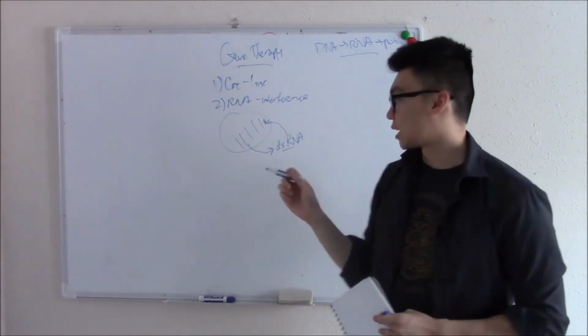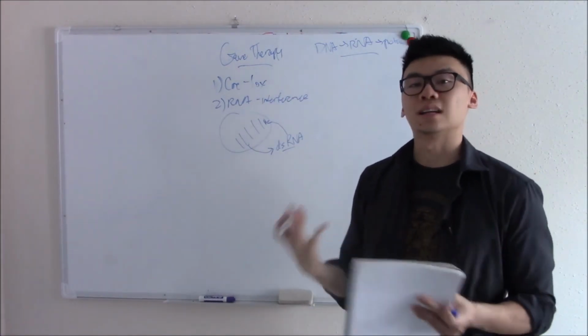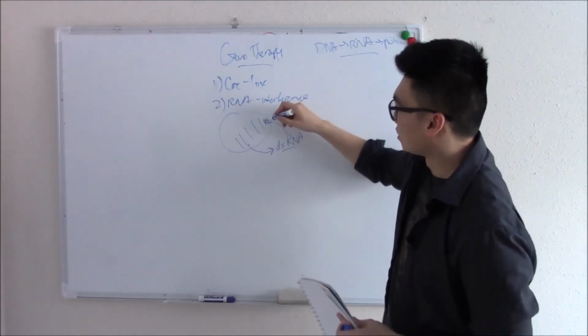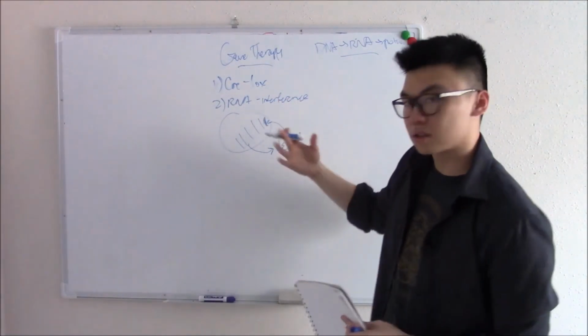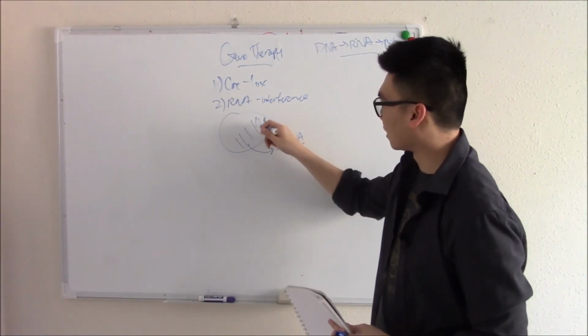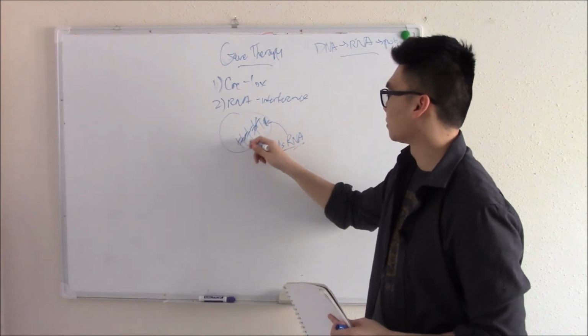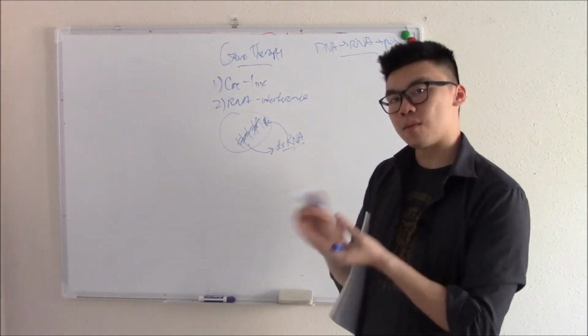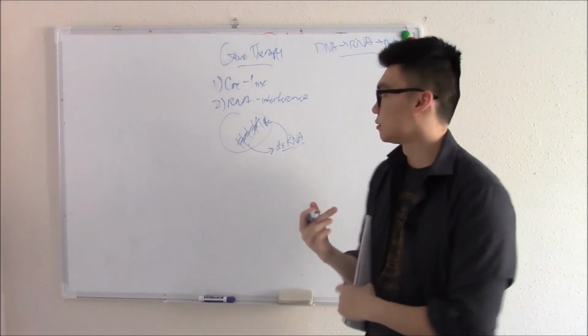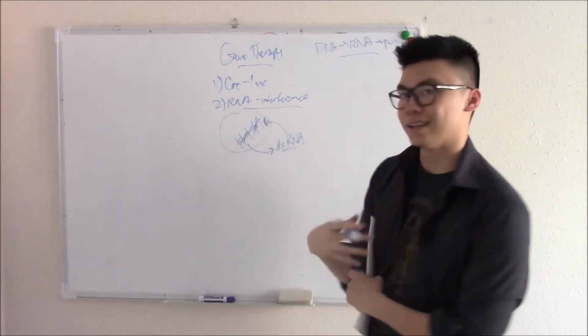And your cell looks at that double-stranded RNA and says, what the heck is that? I've never seen that in my life. Destroys that, and also destroys anything that looks like that. And that way we can shut off that mRNA sequence that we don't want. That is your RNA interference.